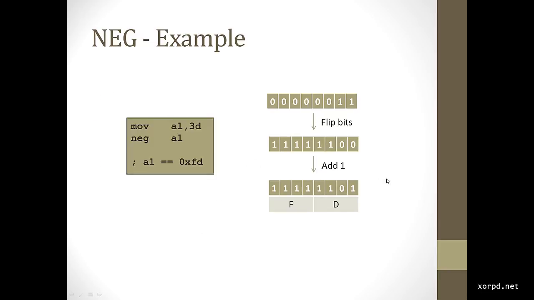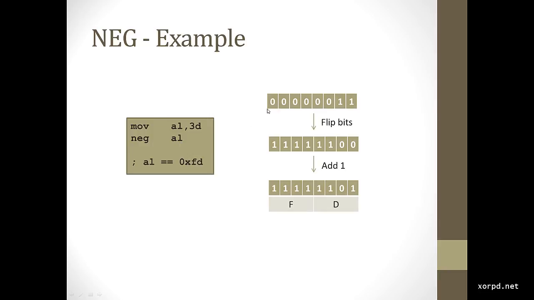Let's see an example. I'm going to show you an example of 8 bits just because it is convenient. However, neg works for any size of argument. It is going to work for 8 bits, 16 bits, and 32 bits. It even works for 64 bits if you work in long mode. So let's look at an example. We put 3 inside AL, and now we use this instruction, neg AL.